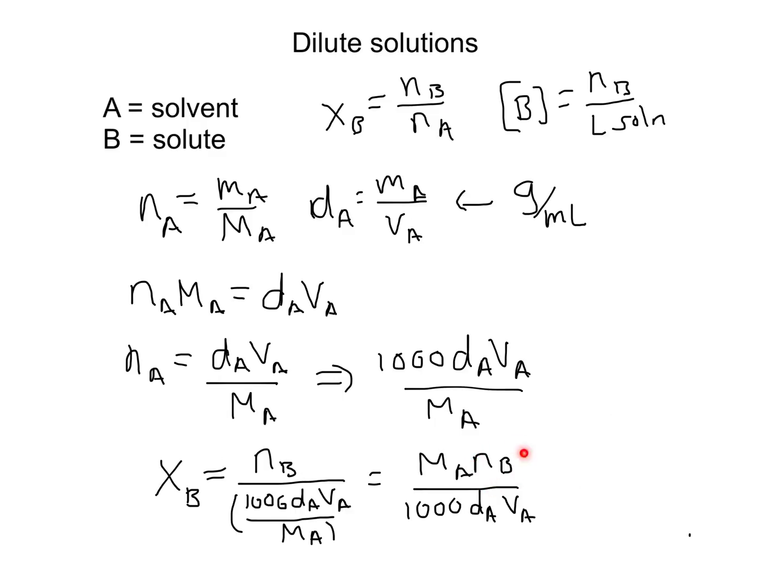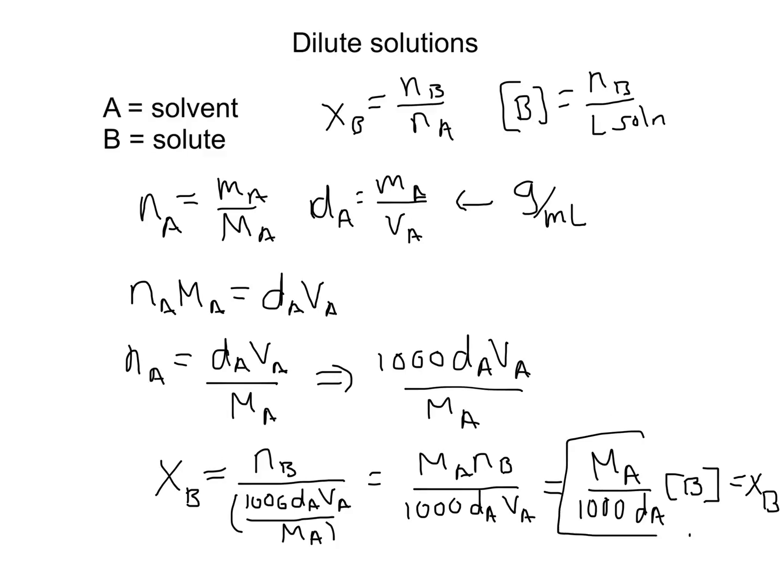Notice that the number of moles of solute divided by the volume of solvent is the molarity, which is what we're after. And so we can write that the molar mass of the solvent divided by 1,000 times the density of the solvent times the concentration in moles per liter of the solute is equal to the mole fraction of the solute. And this gives us our conversion between mole fraction and concentration.